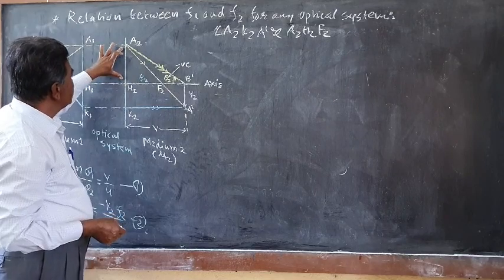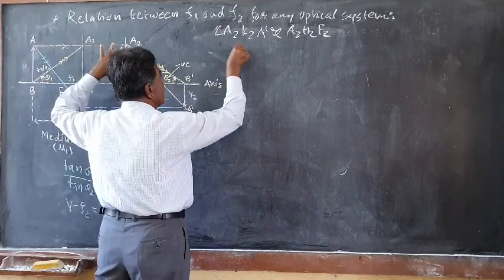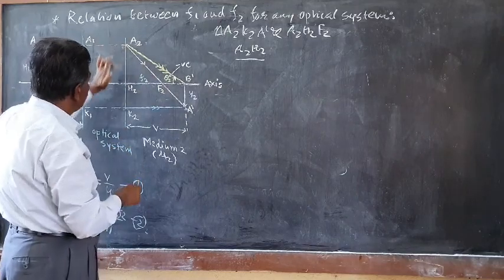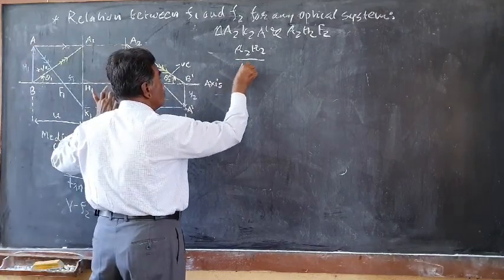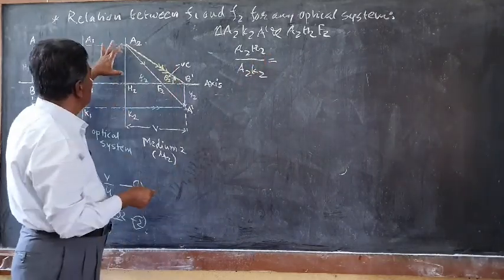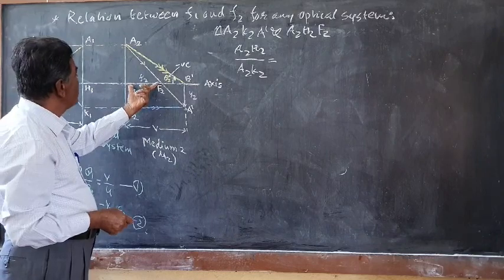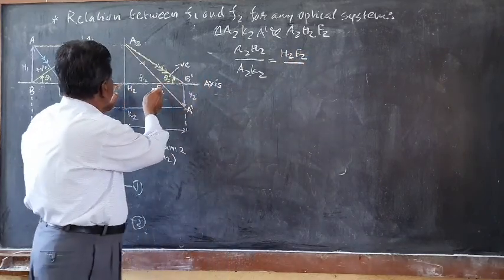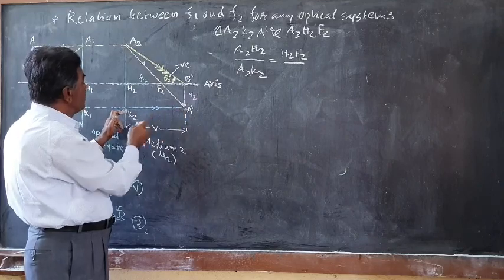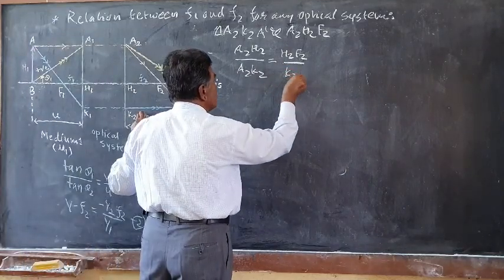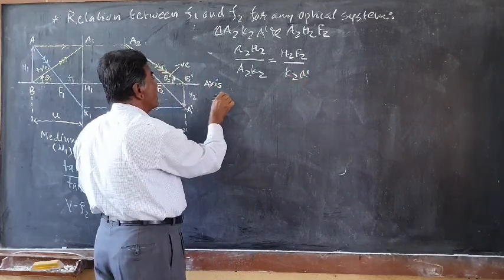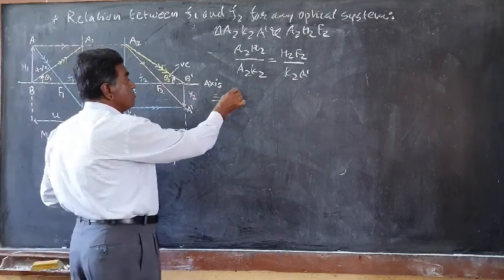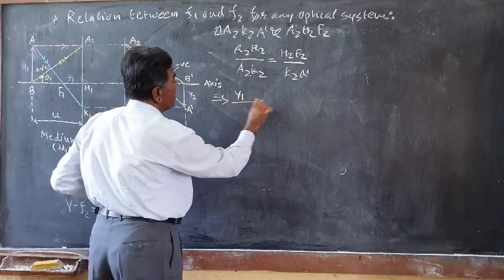So the small triangle gives us A2 S2, divided by the big triangle, that is A2 K2. This will be equal to, in the similar triangles, the small triangle side S2 F2 divided by the similar side K2 A dash. By using sign conventions, E2 S2 is nothing but y1, so y1 divided by E2 K2.